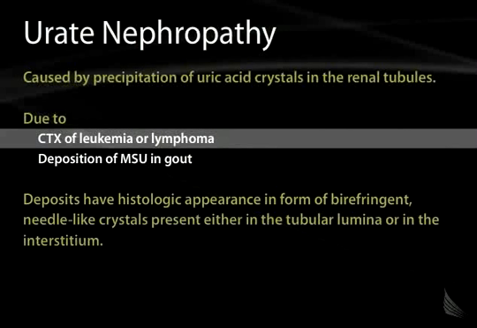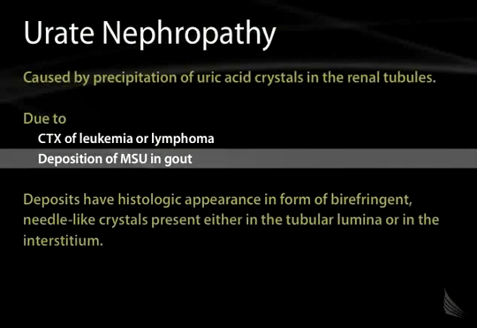The rapid death of the cells caused by chemotherapy causes a huge increase in uric acid production that we described in the biochemistry lectures. That rapid increase of uric acid leads to precipitation of that uric acid in the kidneys, leading to urate nephropathy. The other place that you can see this are people that have other hyperuricemic diseases, things like Lesch-Nyhan syndrome or hyperuricemia leading to gout.